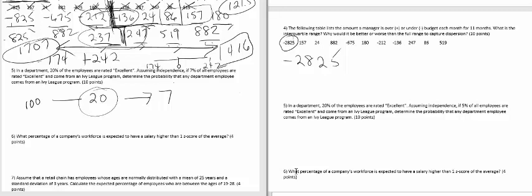Well, how many people of an Ivy League program who are excellent come from an Ivy League program? Well, you can see that's 7 over 20, or 35%. So 0.35 or 35%, they're both fine. So the probability that any department employee comes from an Ivy League program is 35%.